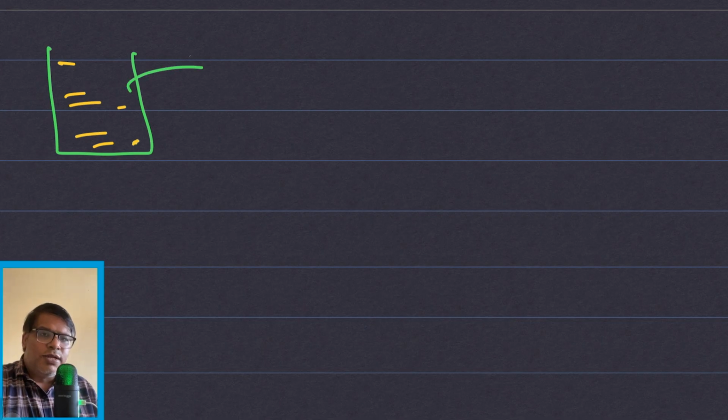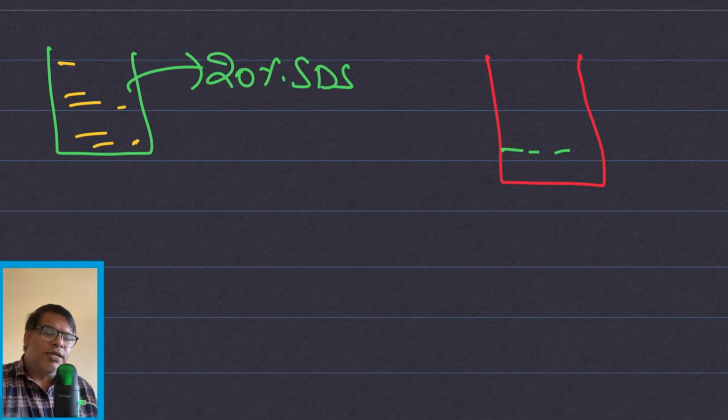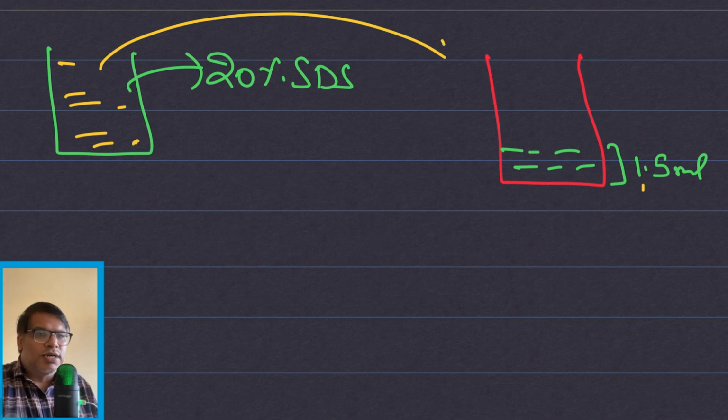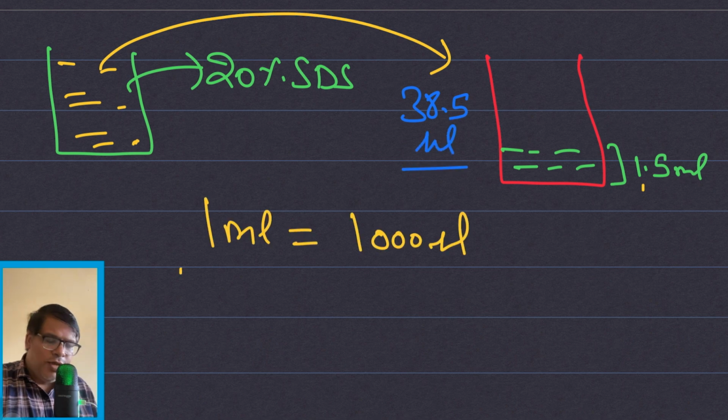You will take 38.5 microliters from that 20% SDS stock and add it into the 1.5 ml solution. In this situation, the concentration of SDS will reach 0.5%. Hopefully it is clear.